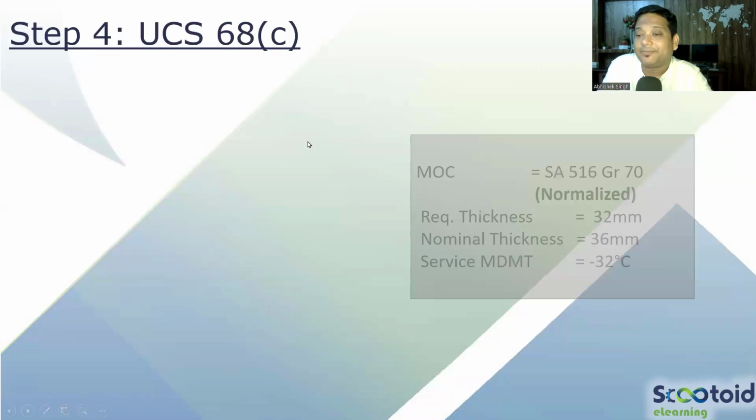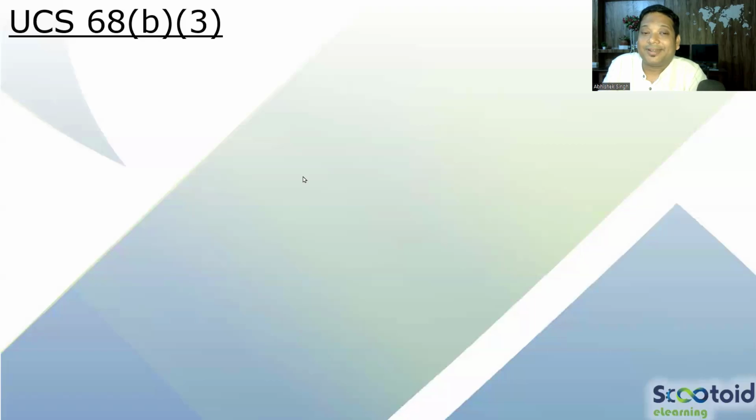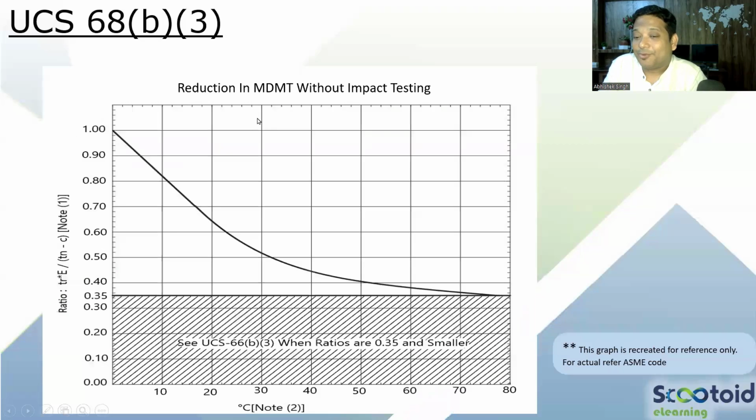So remember that many times we do the calculation wrongly. For the MDMT calculation, one is 68B3. Can you read this statement and tell me what exactly it means? This zone which you see, which is hashed, what does it mean? The hashed portion. What do you mean by that? Why is it there?